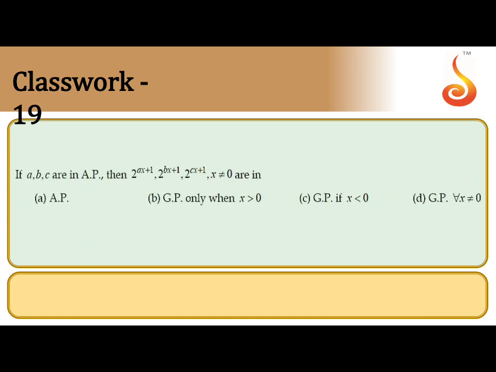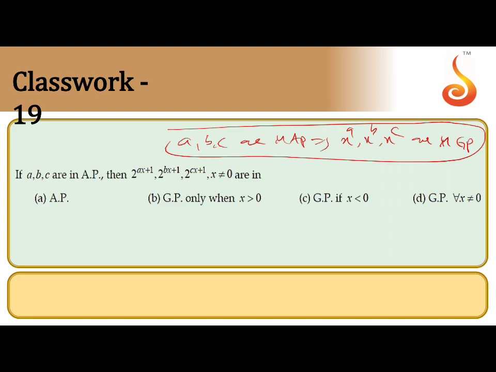Next one. If A, B, C are in AP, then 2 power AX plus 1, 2 power BX plus 1, 2 power CX plus 1 are in what? They are asking. So we have one property here. In general, if A, B, C are in AP, then X power A, X power B, X power C are in GP. Anything power A, B, C means the base should be the same. In that case they are in GP.